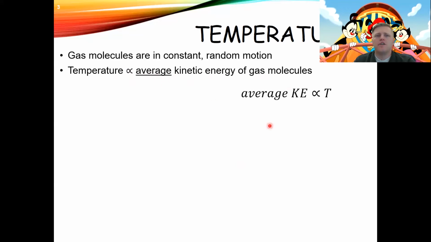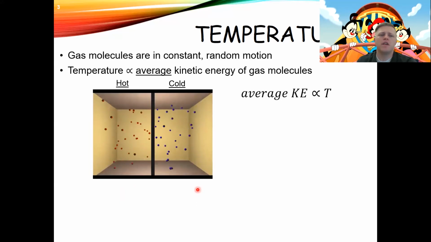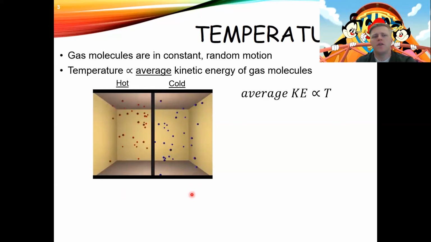Now that word average there is actually really important, because if we look at gas molecules, here I have another simulation where on the left I have hot molecules and on the right I have cold molecules. And what you'll notice is that on the left the molecules are in general moving more quickly, and on the right they're generally moving more slowly. However, if you watch those closely, even on the left in the hot molecules, you can find a molecule or two that's actually moving very slowly. And on the right, in the cold molecules, you can occasionally find a molecule that's moving very quickly.